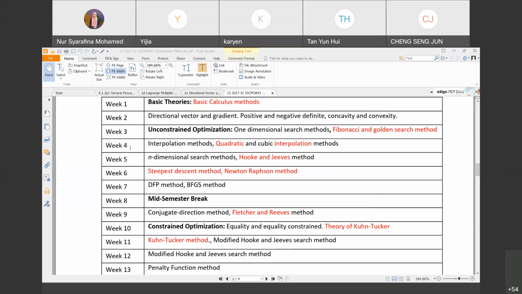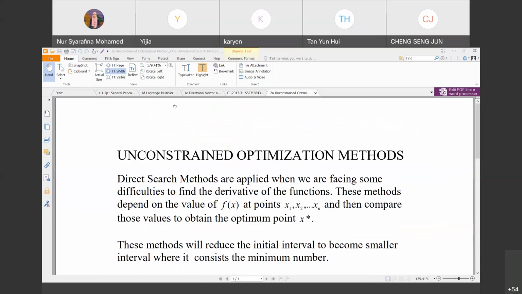Now, I have also given you the notes on unconstrained optimization, right? 2A, unconstrained optimization. Oh, Fibonacci is 2B, sorry. I did give to you up to Fibonacci, right? Yes. All right. So now the next one is, let's proceed with this 2A.